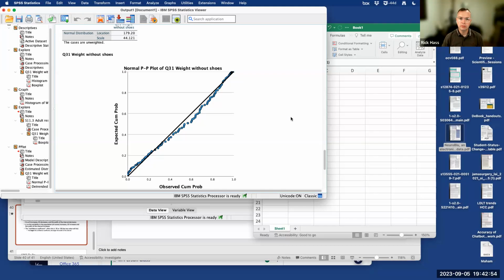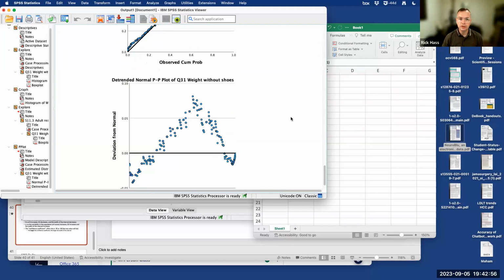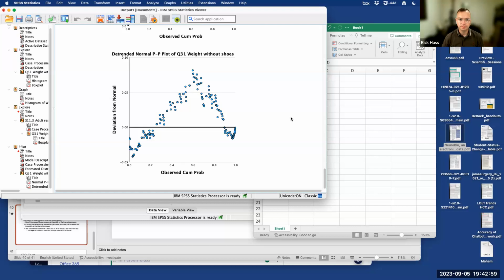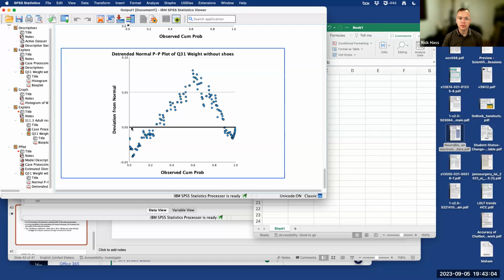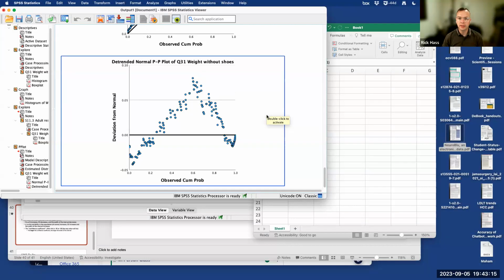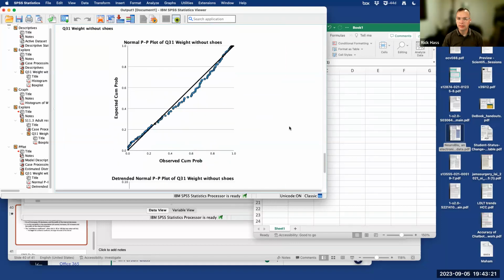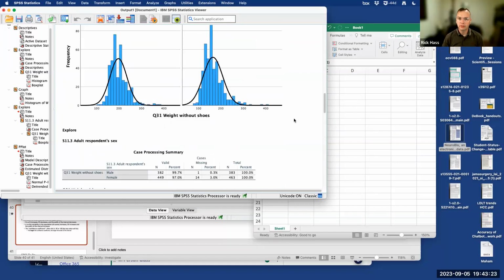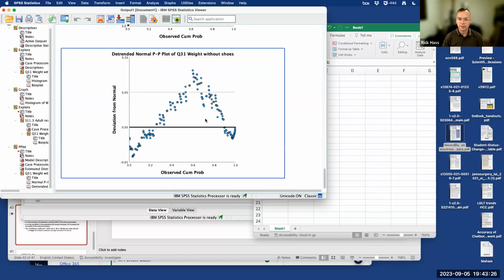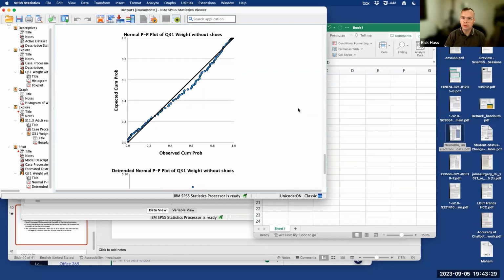Sometimes it's hard to see, so we have as an alternative what we call a detrended PP plot, which amplifies. So on a detrended PP plot, if we have normally distributed data, all the dots should be pretty close to horizontal. If we have any of these big departures here, what this is doing is we're zooming in on this part here, and we can see. So I would look at this and say, along with the histogram, that the weight without shoes in the sample is not perfectly normally distributed.